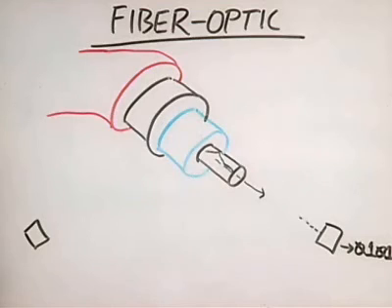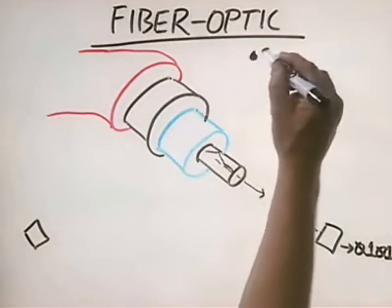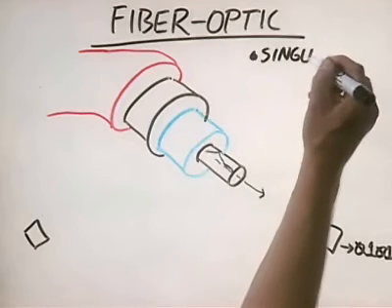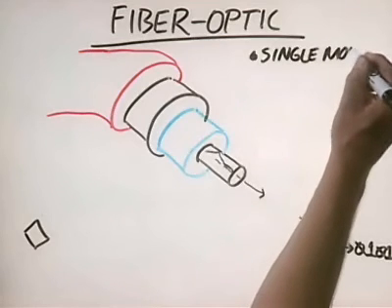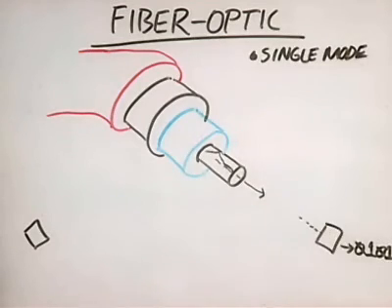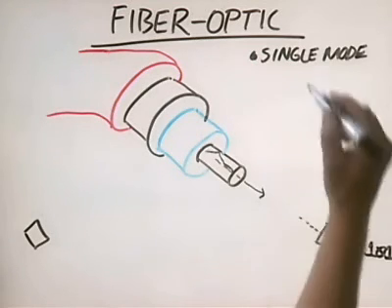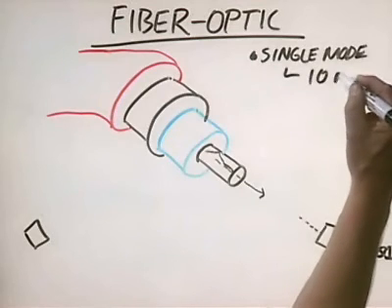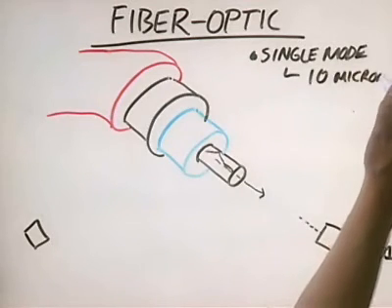Now, just as with coaxial and twisted pair, there's different types of fiber optic cable. The first type is called single mode. Single mode fiber optic cable transmits light as a single ray, and we call that ray a mode. Single mode cabling is used for very, very, very long data transmissions. It has a very, very thin core, about 10 microns in diameter.